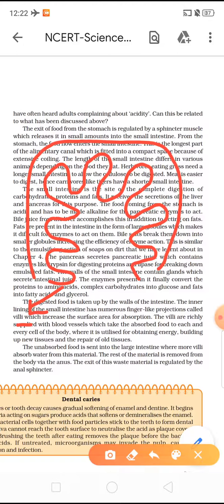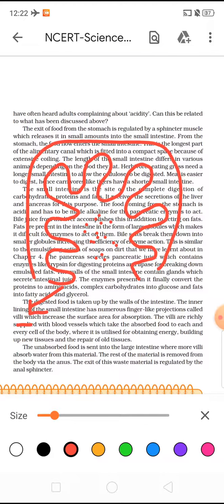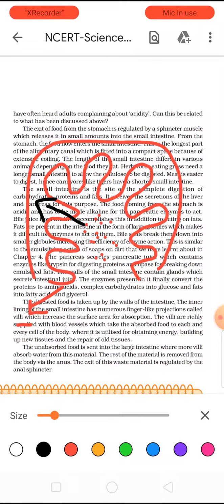Whatever material is collected here has to be absorbed into the large intestine. And how will it be done? It will be done with the help of these villi. Now, what is the need for this thing?